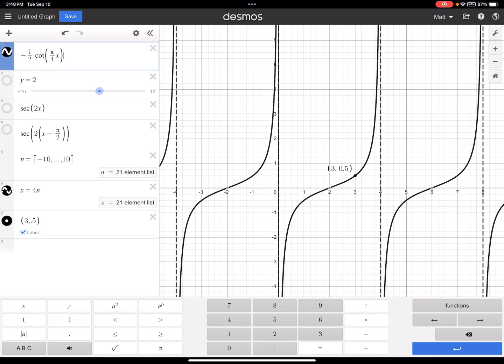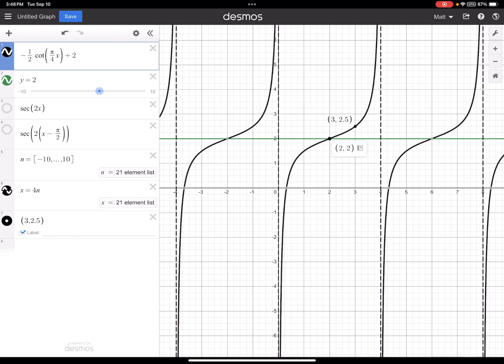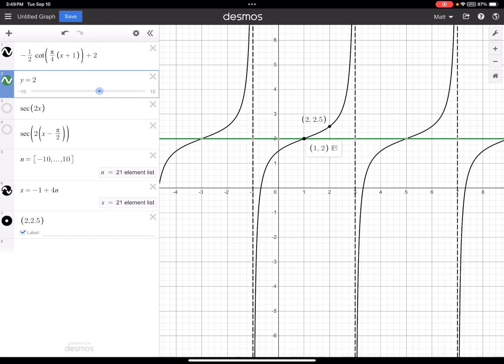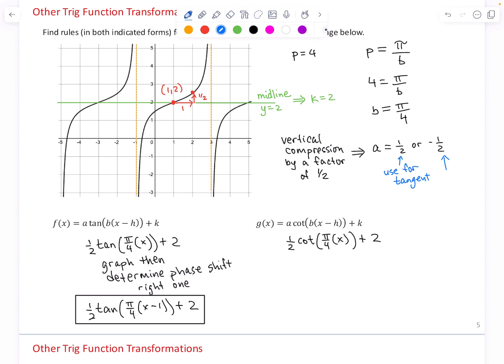Now we do the vertical shift, which brings the midline with it. And now notice we want that point of inflection, which is at 2, 2, to be shifted left 1 unit to get to 1, 2. So if I replace x with x plus 1, we wind up with the desired graph. So we actually have to use this negative 1/2 for a for our cotangent function in order to get the curves to be increasing curves.